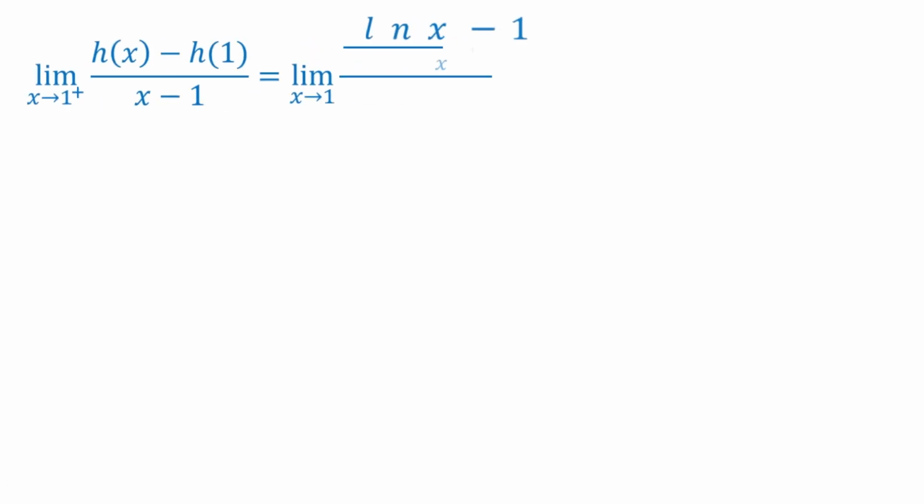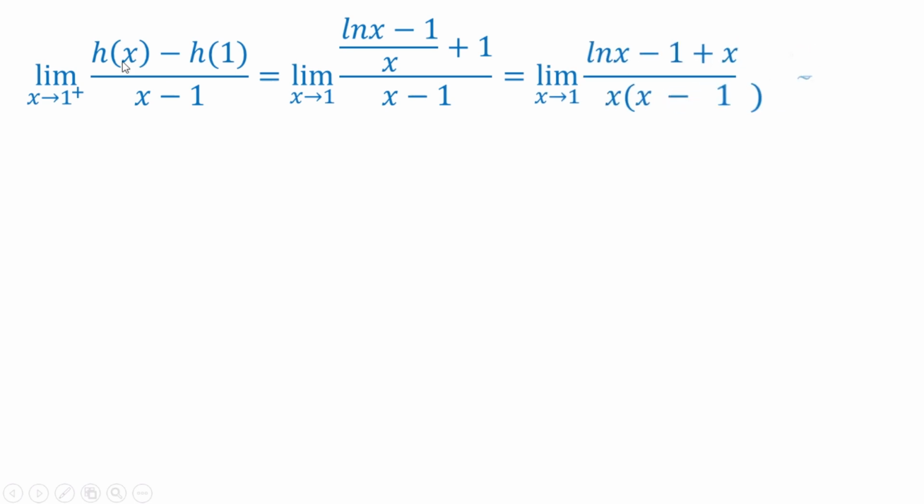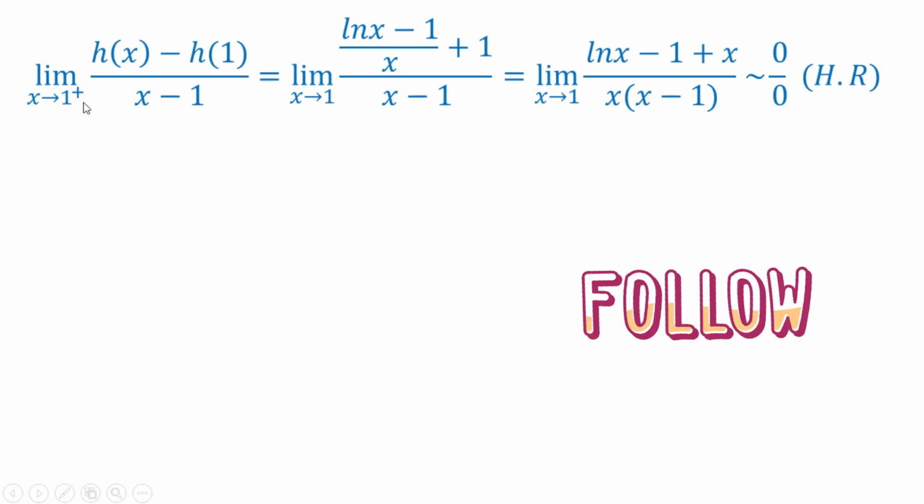Differentiability to the right hand side. Limit of h of x minus h of 1 over x minus 1 as x goes to 1 plus. If x is greater than 1, h of x is ln x minus 1 over x. Minus h of 1. h of 1 is minus 1.